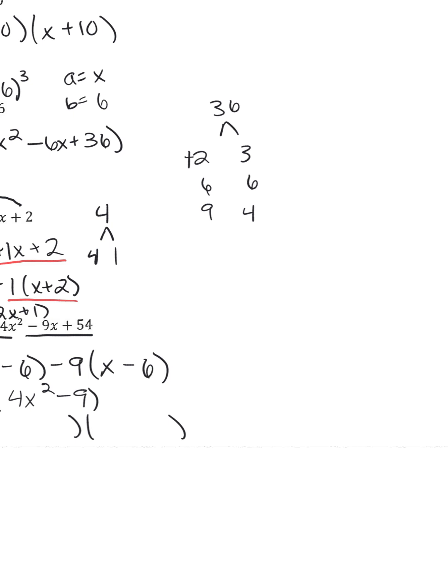To get 4x squared, I'm going to have 2x, and then minus and plus the square root of 9, which is minus 3 plus 3. And there's our final answer.